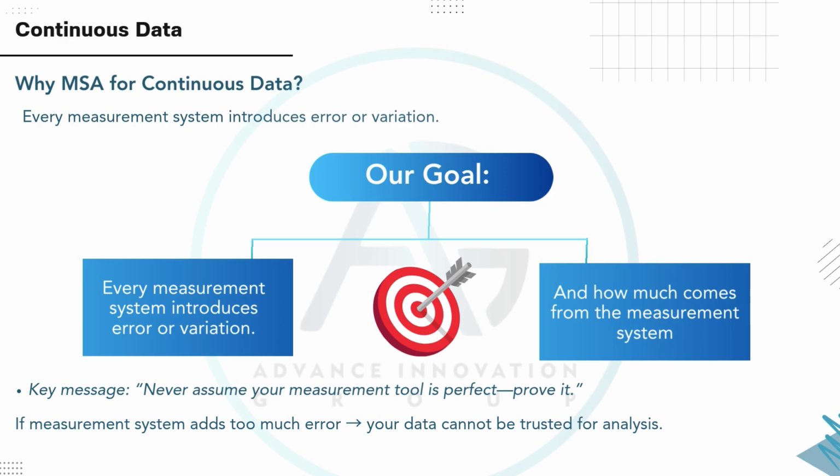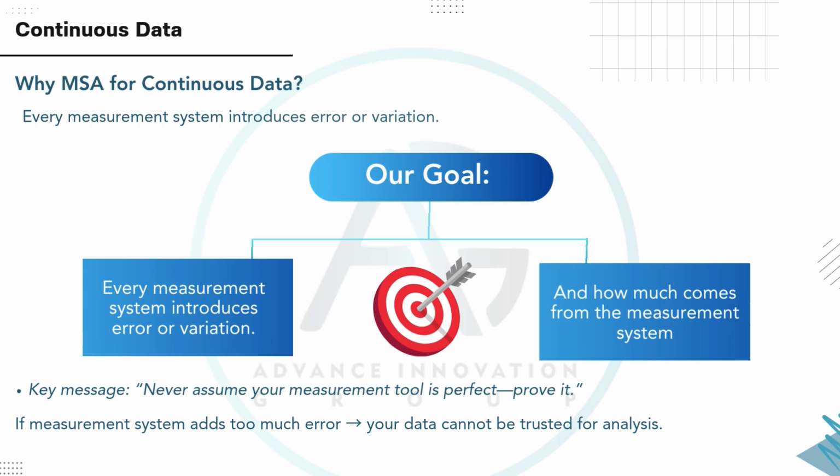So, our main goal with MSA is to separate the two types of variation. How much of the variation is actually coming from the process itself? And how much is coming from the measurement system? That is, the tools, methods, or even the person taking the measurement. This is critical because if your measurement system is unreliable, if it's adding too much error, then the data you're using for analysis might not reflect the real process at all.